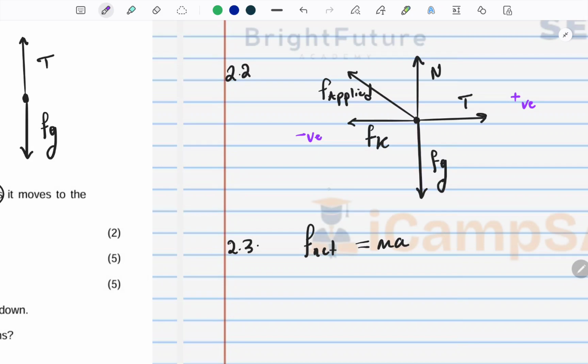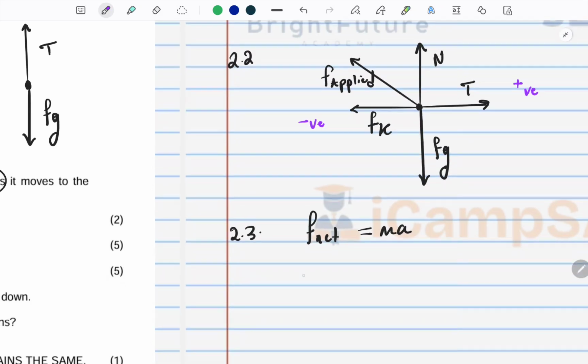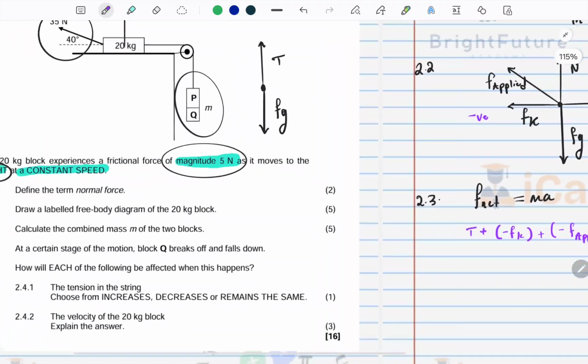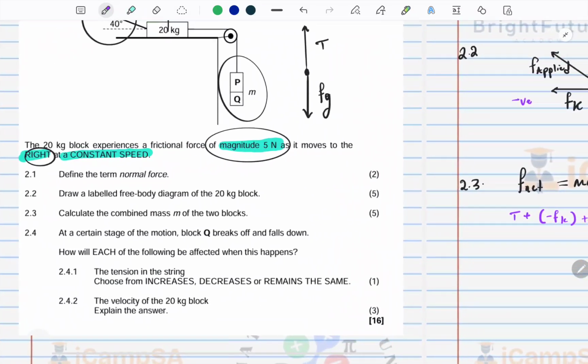Okay, so in this case, let's say we've got this. If T is going to be positive, which is T, then plus Fk is going to be minus Fk, then plus minus F applied. Okay, and then all equals your M, which is 20. But now what you also need to note is that they told you that this thing is moving at a constant velocity or constant speed.